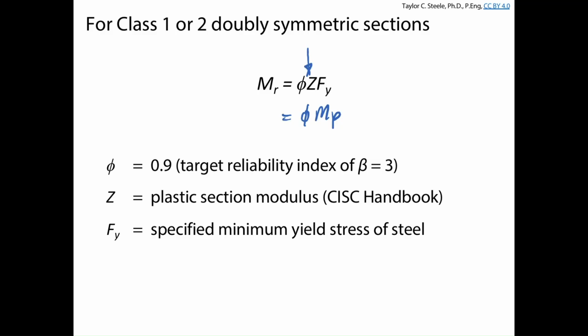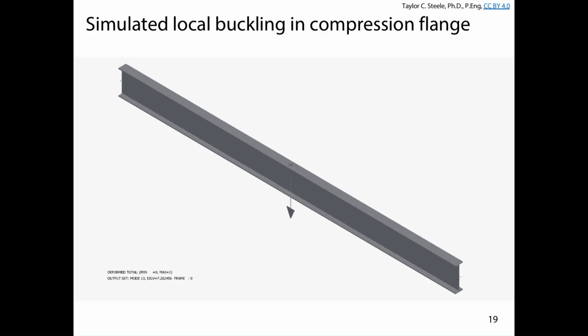So the question is, what is a class 1 or 2 beam, and what happens if we don't have a class 1 or 2 beam? Class 1 or 2 beams can achieve the plastic moment. Class 3 beams can't, and class 4 beams can't even achieve the yield moment. Basically the reason for that is, at a certain point, the flange or the web may buckle locally before we achieve the yield strength.